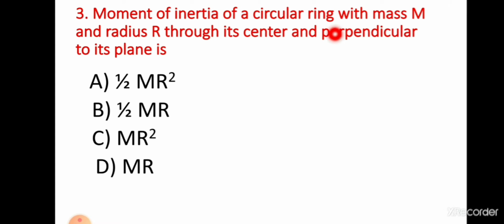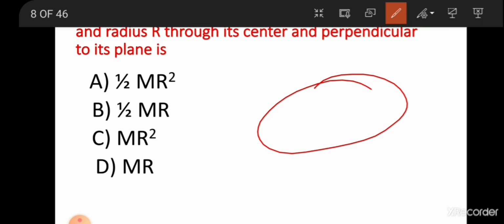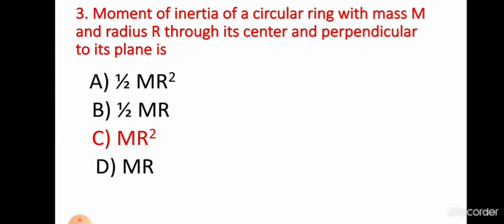If we are finding the moment of inertia of a circular ring with mass m and radius r through the center and perpendicular to the plane, this means for this ring our axis must be like this. This must pass through the center and perpendicular to the plane. So for this case our formula is mr square. Our answer is mr square.